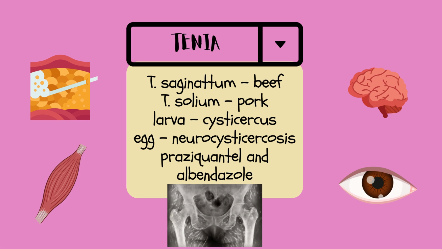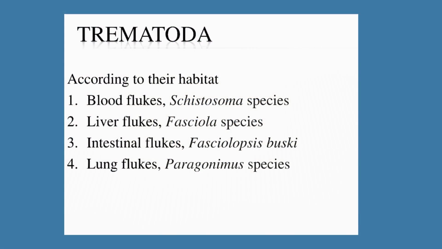And in the X-ray or in the brain imaging, we can see calcified cysts. Okay, this is an X-ray showing calcified cysts. And the treatment is albendazole and praziquantel. Okay, so that was Taenia and Echinococcus, which are two important tapeworms.